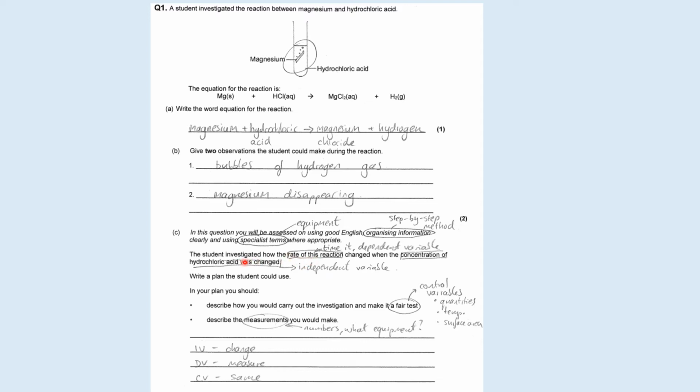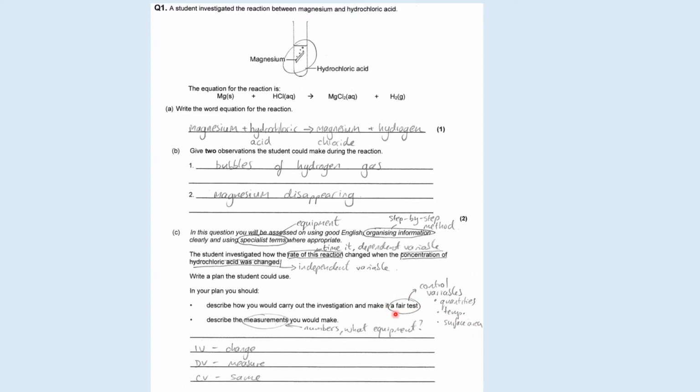It says you're investigating how the rate of this reaction changed. So that's the thing that you're trying to find out. So you're going to be measuring the rate of reaction. So therefore that is going to be the dependent variable. It says our plan should describe how you'd carry out the investigation to make it a fair test.